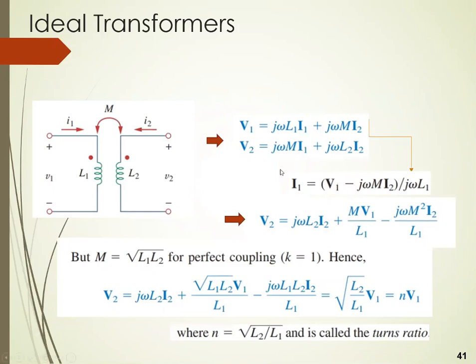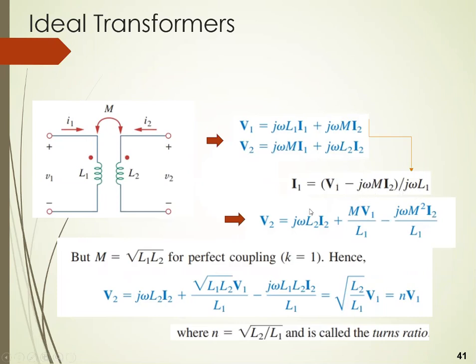So we have the equations for V1 on the primary: the self-induced voltage here, and the mutually induced voltage due to I2. For V2, you have the self-induced voltage here due to I2, and the mutually induced voltage due to I1. Again, the signs are positive because the 2 currents enter the dotted terminals. So if we solve for I1 in this first equation and substitute into V2 here, you get this expression.